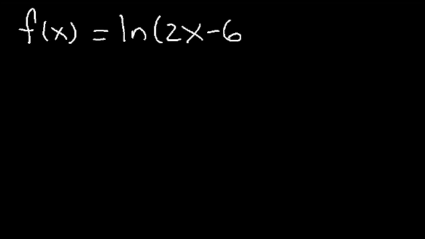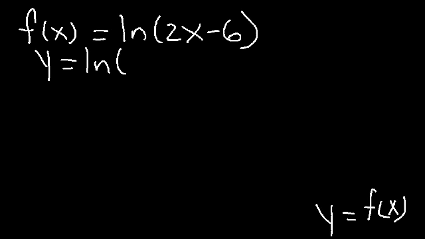Consider the function f of x is equal to natural log of 2x minus 6. If you're given this function, how can you find the domain of this function? Now keep in mind y is the same as f of x. So you can view this equation as y is equal to natural log of 2x minus 6. So what is the domain?